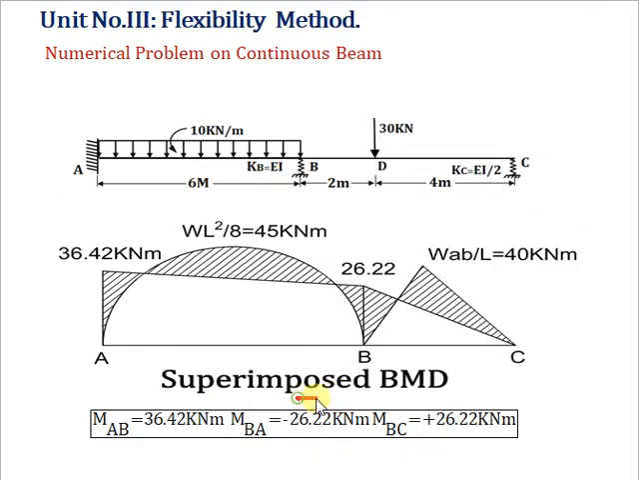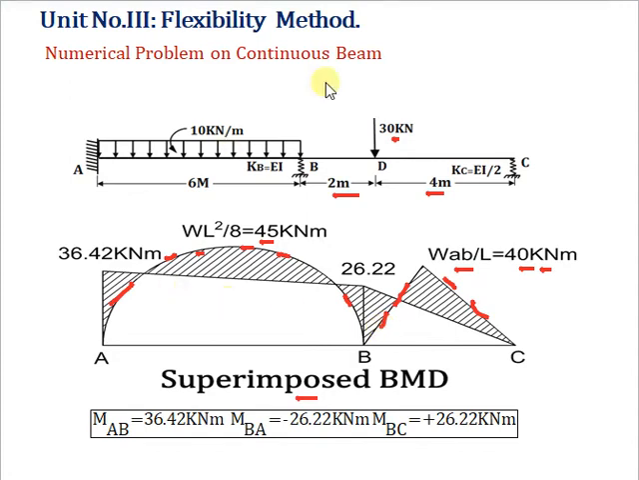Let's draw the superimposed bending moment diagram. First, let's consider the loading and find the free bending moment diagram. Our load is a UDL, and for a UDL the formula is WL square by 8. So we have 10 into 6 square divided by 8, which is 45 kilonewton meter. It will be a second degree parabola. Second, there is a point load of 30 kilonewton, and for that the formula is WAB by L. So 30 into 2 into 4 divided by L, which is 6, is equal to 40 kilonewton meter. So we have it in a triangular fashion. So this is the free bending moment diagram.